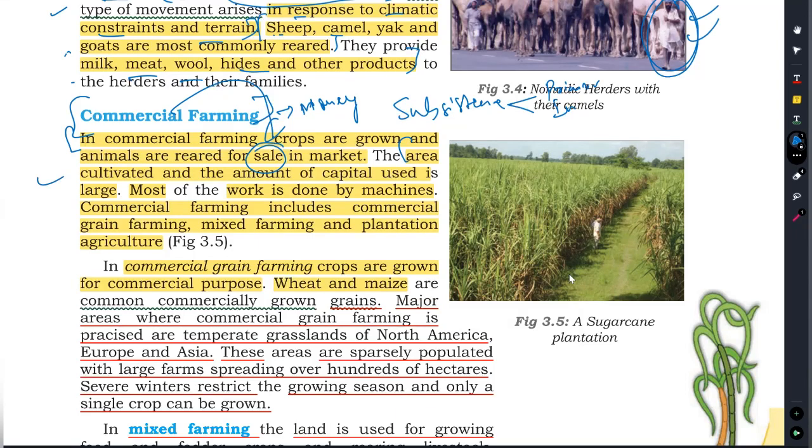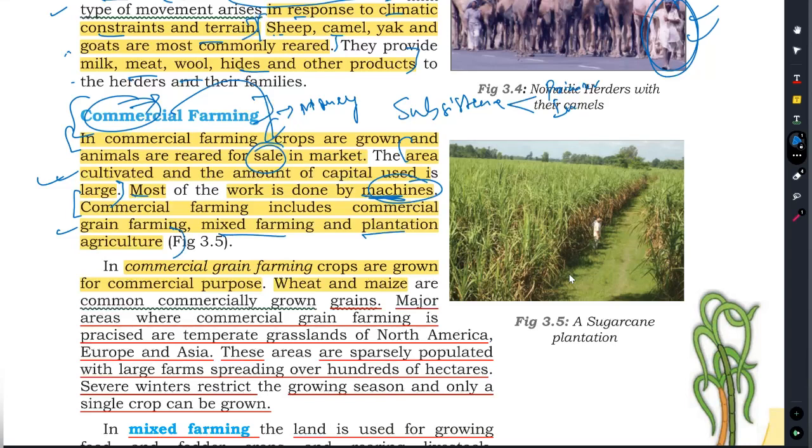Area cultivated and the amount of capital used is large here. For commercial purposes, you need more input here. So, cultivated area is also large and amount of the capital used is also very large. Most work is done by the machines here. Why? You need more crop production. That's why machines are used here. Commercial farming includes commercial grain farming, mixed farming and plantation agriculture.